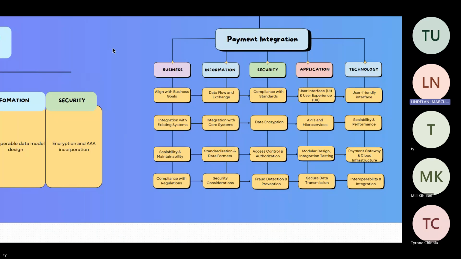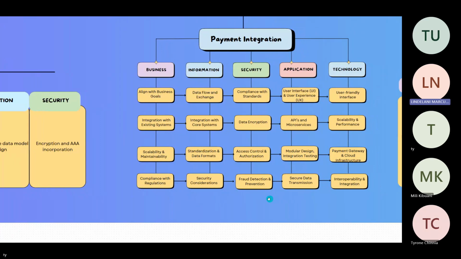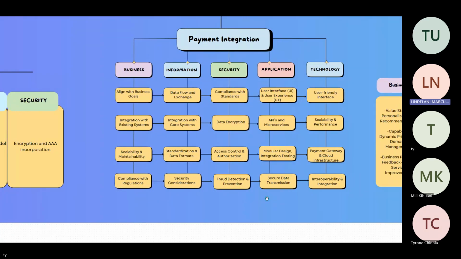Okay. So under the payment integration, under our business architecture, we have to align with the business goals. And moving on to the information architecture, we have to note the data flow and exchange, meaning the information for the user accounts, trip booking details, real-time payment authorization requests, or payment confirmation data.